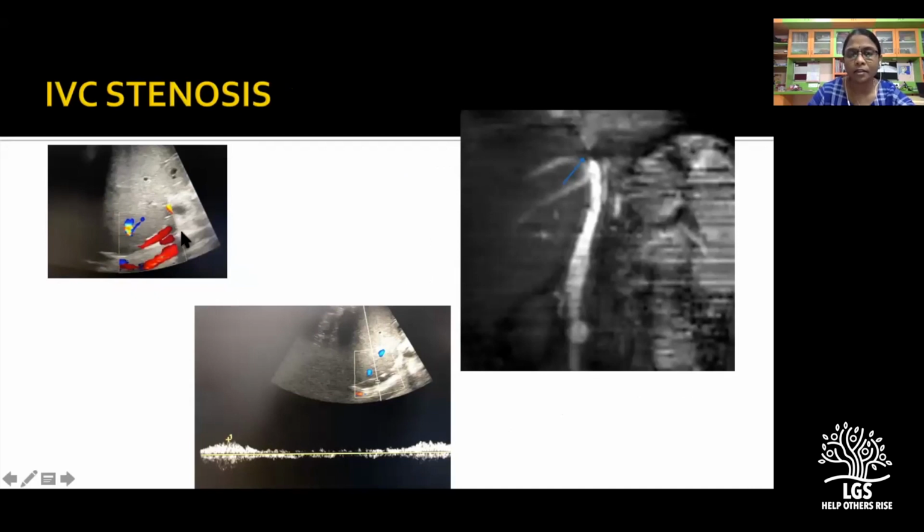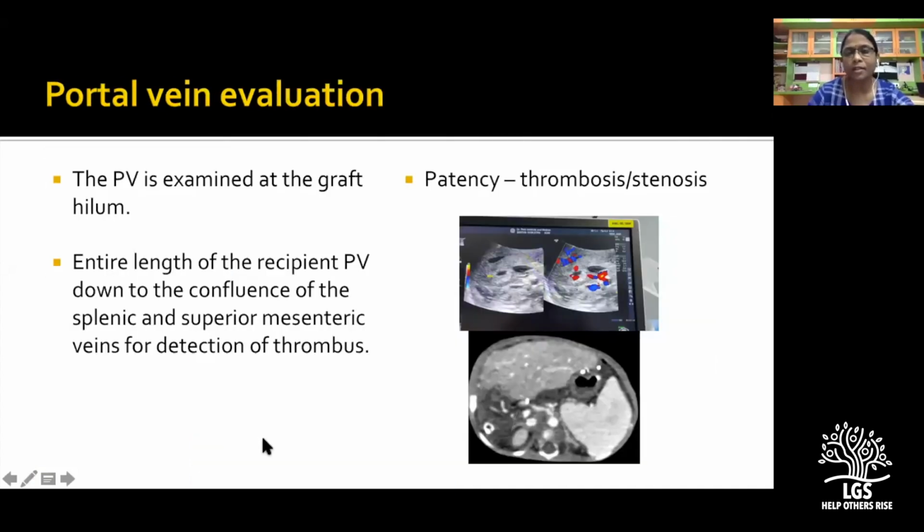And this is a case of suprahepatic IVC narrowing, in which the intrahepatic IVC shows a red color retrograde flow with the dampened monophasic flow. And with this, we come to the portal vein evaluation.